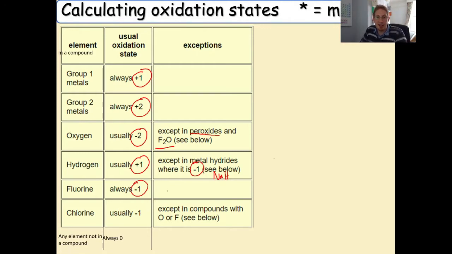And the reason for that is if you know your electronegativity, fluorine, then oxygen, then chlorine. Obviously chlorine, the only things it loses electrons to are oxygen or fluorine. Note, any element not in a compound is always 0. So for example, if you've got F2, quite clearly each fluorine has an oxidation number of 0, not -1.